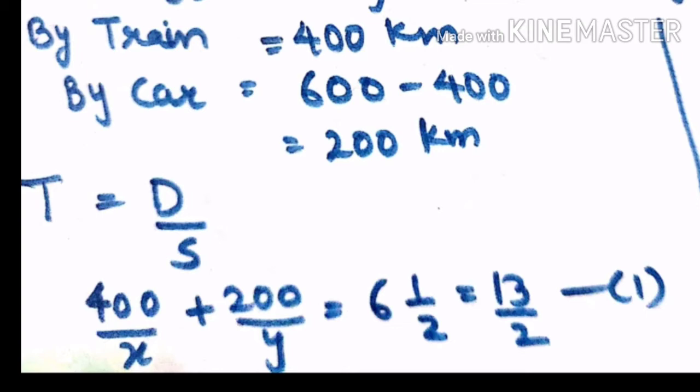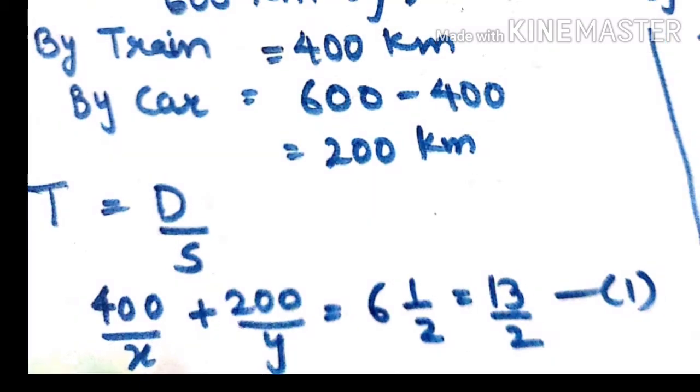So d by s: 400 by x plus 200 by y is equal to the total time taken, that is 6 hours and 30 minutes. So 6 and 1 by 2, that is 13 by 2. This is our equation number 1. So by the given condition we found the first equation.